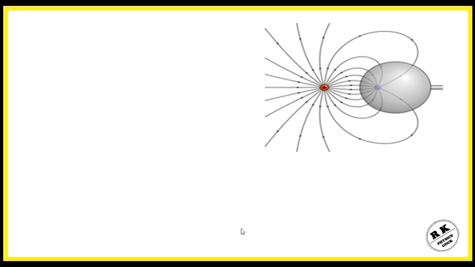Now observe this figure. Here this one is positive charge and this one is negative charge. Can you guess why the field lines are looking different from the earlier figure? It is because the magnitude of charges are not equal. They are of different magnitude.